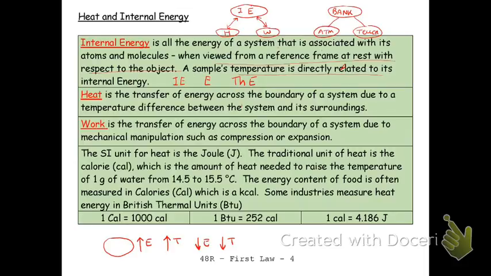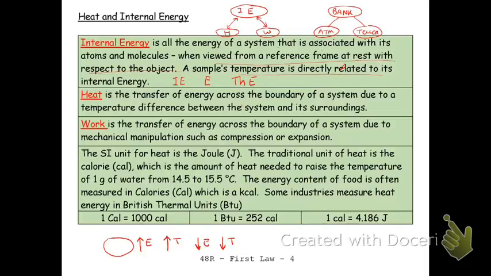So temperature is a telltale for how your internal energy is changing. When temperature goes up, your internal energy is going up. When temperature goes down, your internal energy is going down. But it's not equal to it. So we've got to take that into account. And that's specific heat and all that kind of stuff.